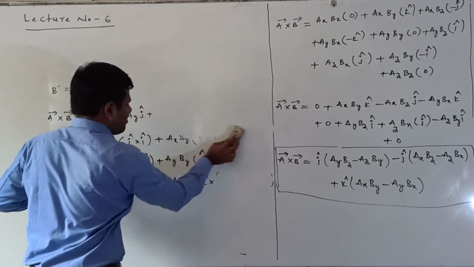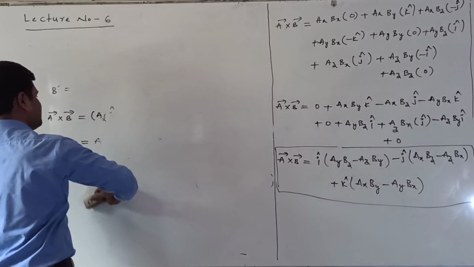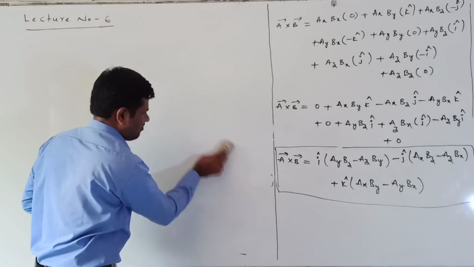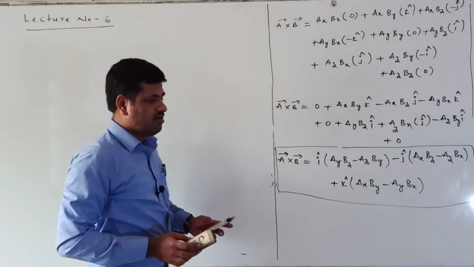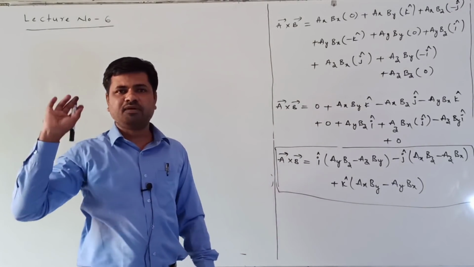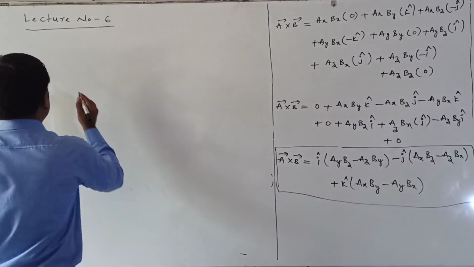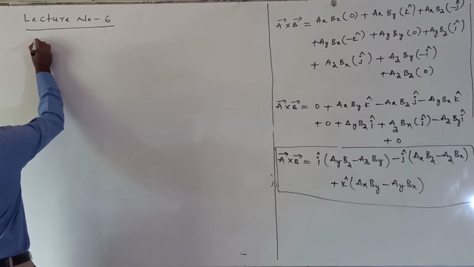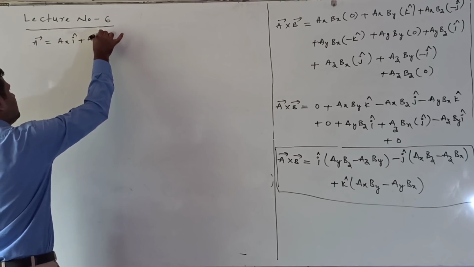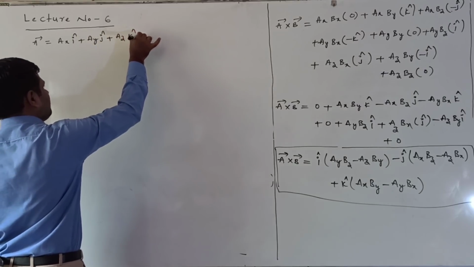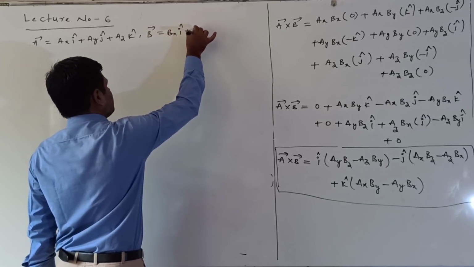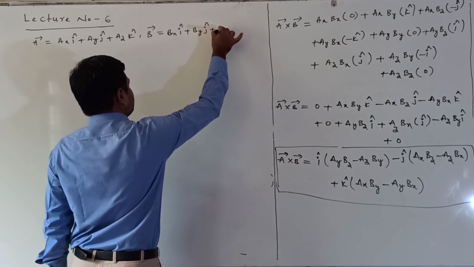Now we will do it in the determinant method. That is called a simple method. For problem solving we use only this determinant method, a very simple method. This is the general method, and the same answer comes in the determinant method also. So here we know that a bar is equal to Ax i cap plus Ay j cap plus Az k cap. Next, b bar is equal to Bx i cap plus By j cap plus Bz k cap.